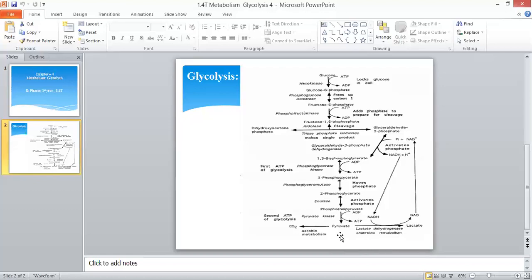and from pyruvate, its aerobic metabolism produces CO2. This is glycolysis, and in this process pyruvate is produced from the metabolism of glucose.